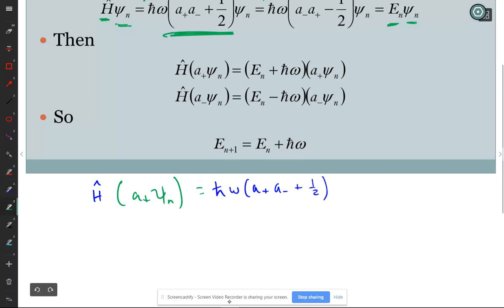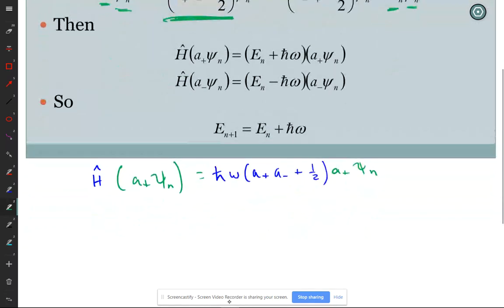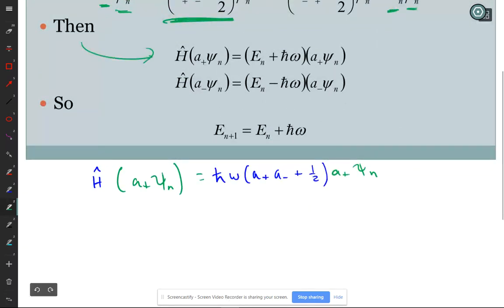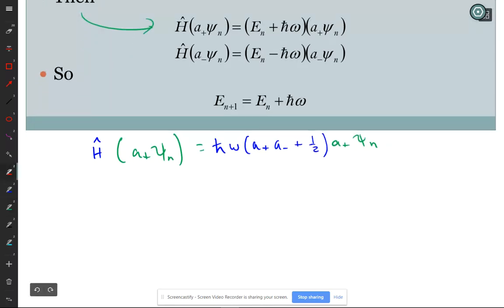And then for psi, I had it acting on a plus psi n. And we want to make sure this is what I have written up above, that it can be shown that this is true. So we're checking to see if that's true. Fortunately, not that bad. So here I just distributed the a dagger. Remember, the order of operators is important, so the a plus had to remain on the right-hand side. So there's the a plus.